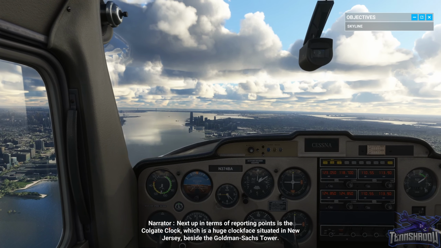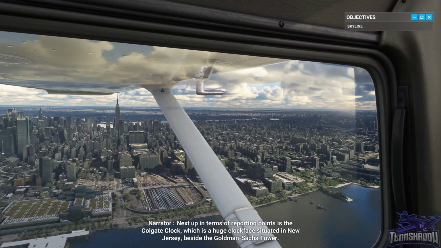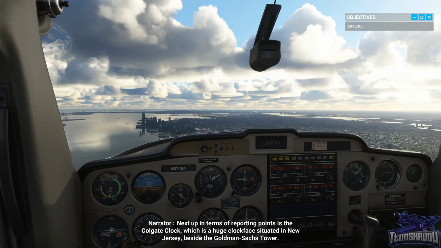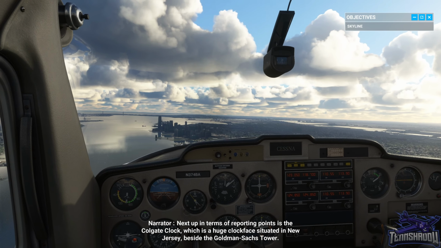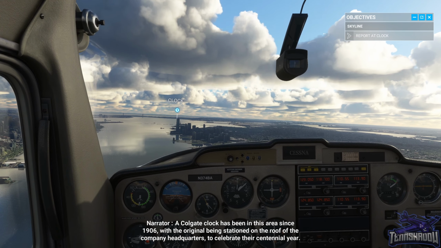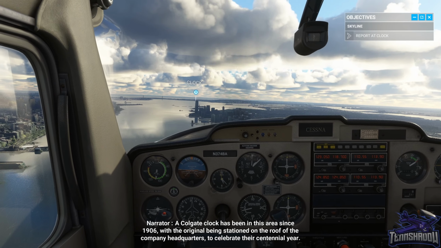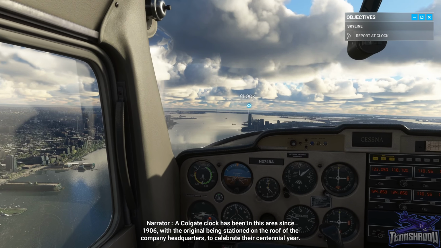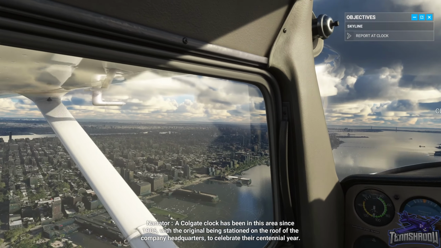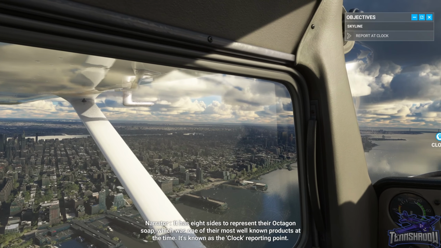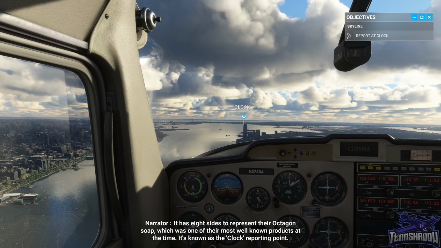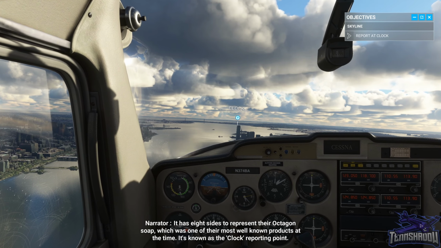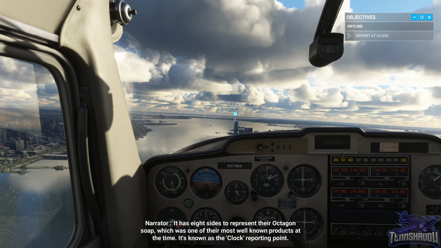Next up in terms of reporting points is the Colgate clock, which is a huge clock face situated in New Jersey beside the Goldman Sachs Tower. A Colgate clock has been in this area since 1906, with the original being stationed on the roof of the company headquarters to celebrate their centennial year. It has 8 sides to represent their octagon soap, which was one of their most well-known products at the time. It's known as the clock reporting point.